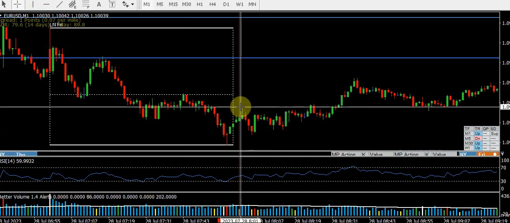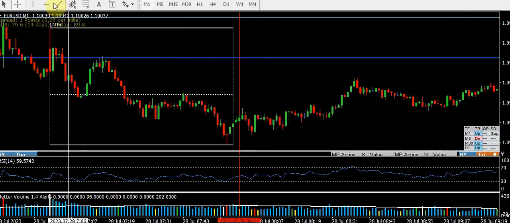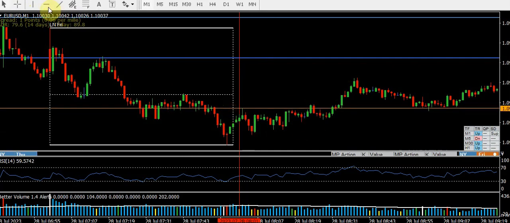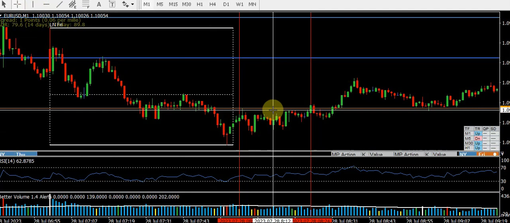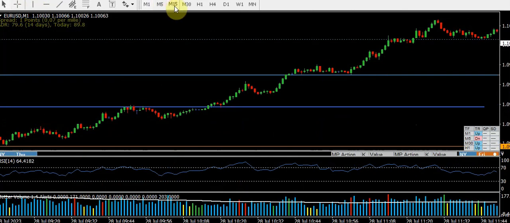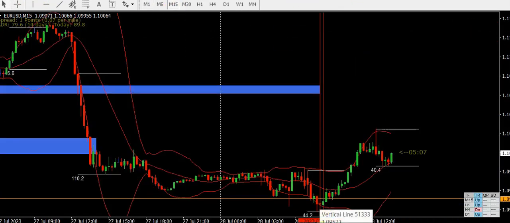Then we get a lower high here, so this then becomes our structure, and that gets broken at 8:24. So from 8:24 you could just enter on a tap back to this level here, and you would not have experienced any drawdown. Okay, so that's on the EU.